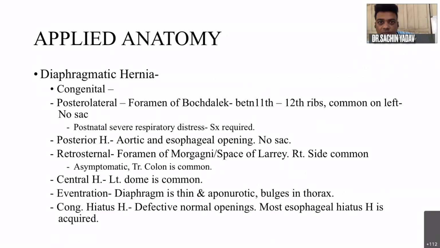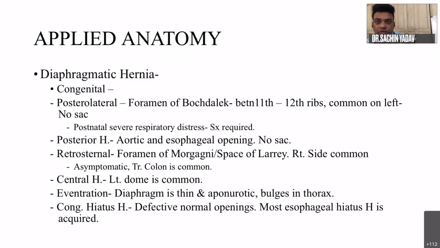And the retrosternal, that is on the anterior aspect: foramen of Morgagni or space of Larrey, we already saw. So the right side is more common for the hernia through the space of Larrey. That is where your superior epigastric artery and the veins are passing through. So hernia through that is asymptomatic, and the most common viscera involved is the transverse colon. In central hernia, the more common site is the left dome, or left hemidiaphragm.